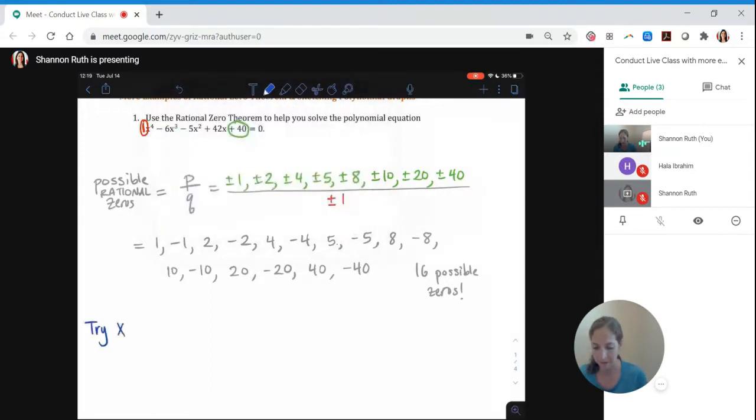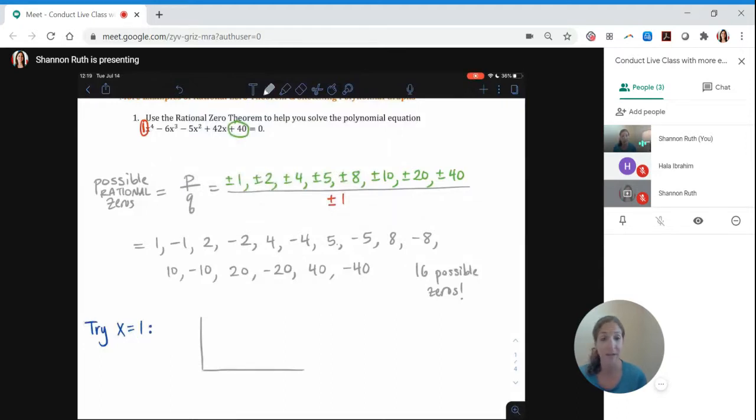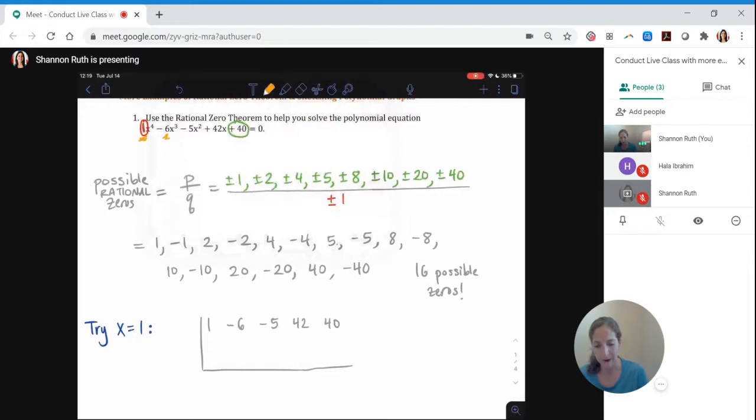So I'm going to start in at my first zero in the list, which was x equals 1. And to try that as a possible zero means set up the synthetic division from the original polynomial. So I'm going to put my placeholders of 1, -6, -5, 42, and 40. So just as a reminder, those come from the coefficients from the original polynomial. And then we're dividing by x equals 1.